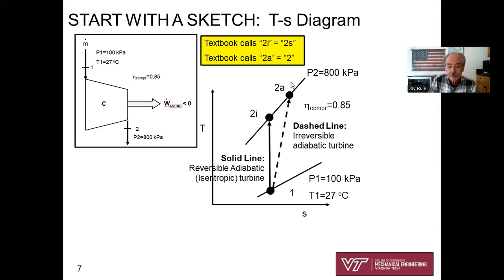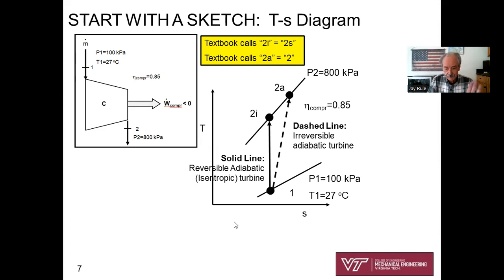Now, in my little yellow text box, to compare my work to the textbook work, typically the textbook calls this isentropic point 2S. In my world, I call it 2I because it's easier for me to remember 2 isentropic. And the textbook calls this simply state 2. Well, it's easier for me to remember 2 actual, 2A, and that's why I call it 2A instead of just 2. But you do whatever you like. This is the way I work these problems.